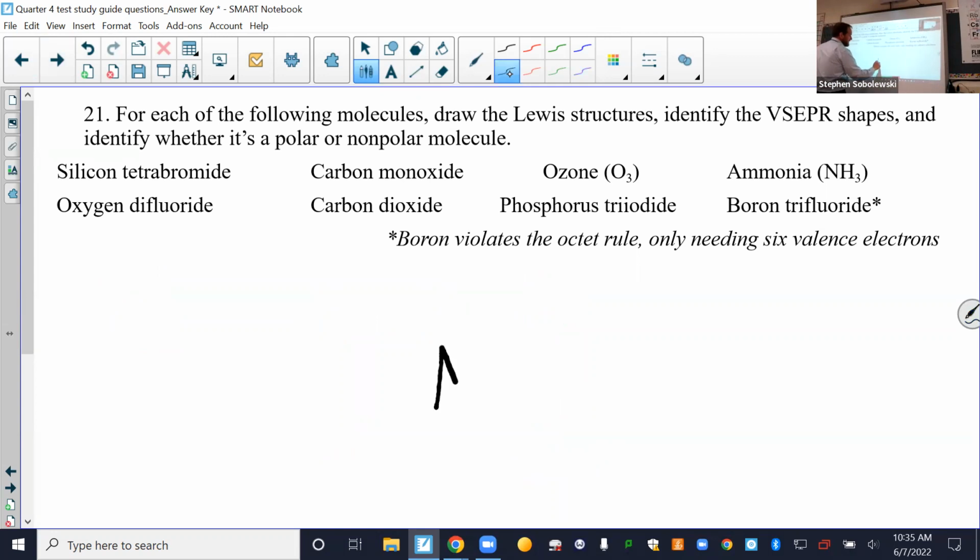So the central atom is the N. We're going to stick 3 H's around it. Generally, when you have 3, you go left, right, and up.